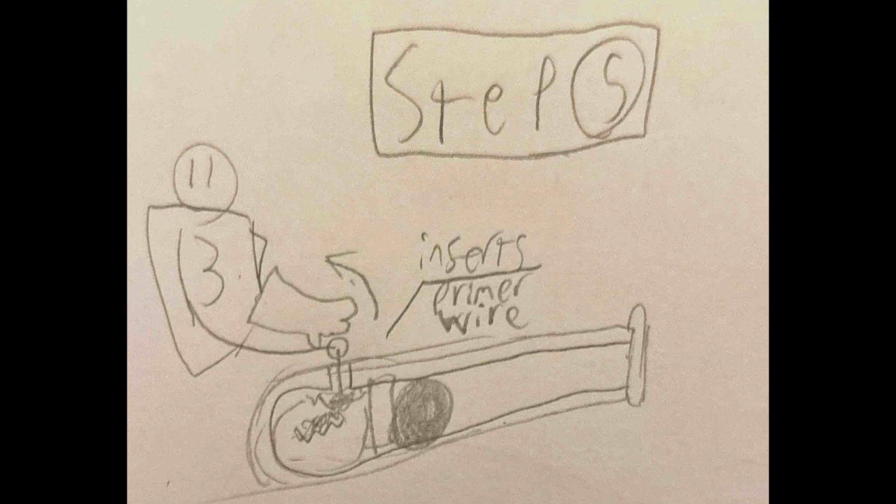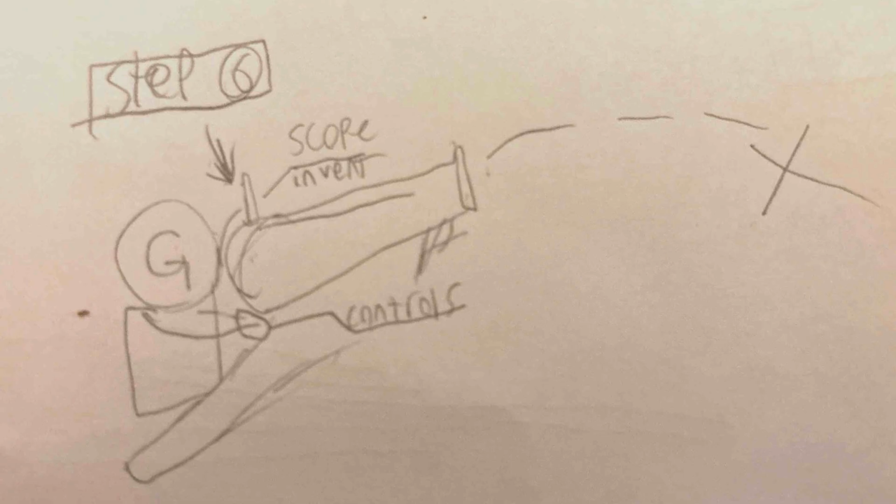Once this is complete, Cannoneer 3 would take his hand off the vent hole and use something known as a primer wire in order to poke holes into the powder charge at the back of the cartridge. Doing so would release the powder, allowing it to be lit. After this, the gunner would step in and use the various tools on the back of the cannon in order to aim it properly.